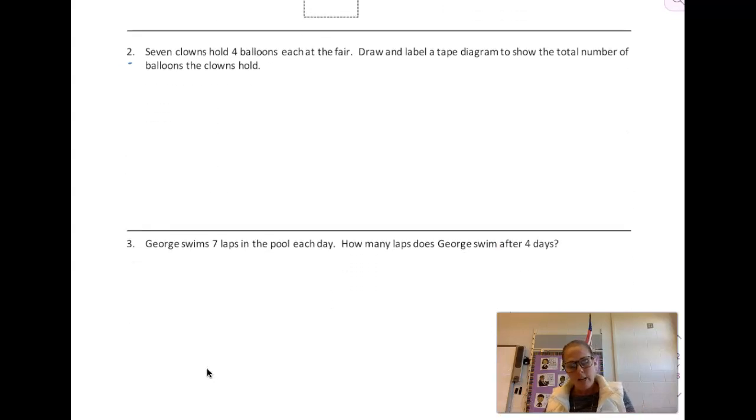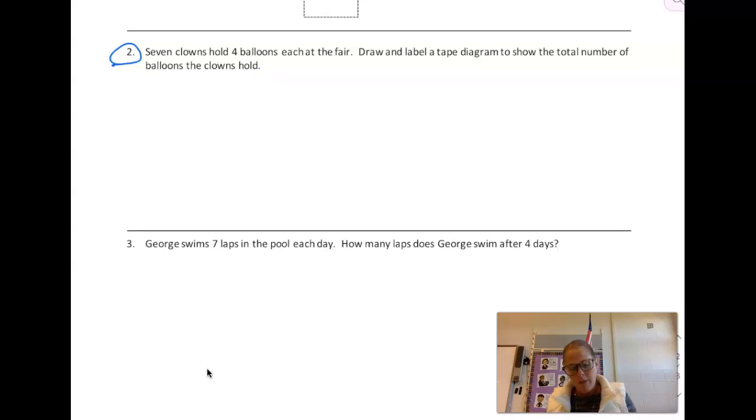Let's go down here now to problem number 2, where they actually give us a word problem to solve. Okay, so let's read it together. 7 clowns hold 4 balloons each at the fair. So now I'm thinking in my mind, I'm visualizing 7 clowns are holding 4 balloons each at the fair in their hand. Draw and label a tape diagram to show the total number of balloons the clowns hold.